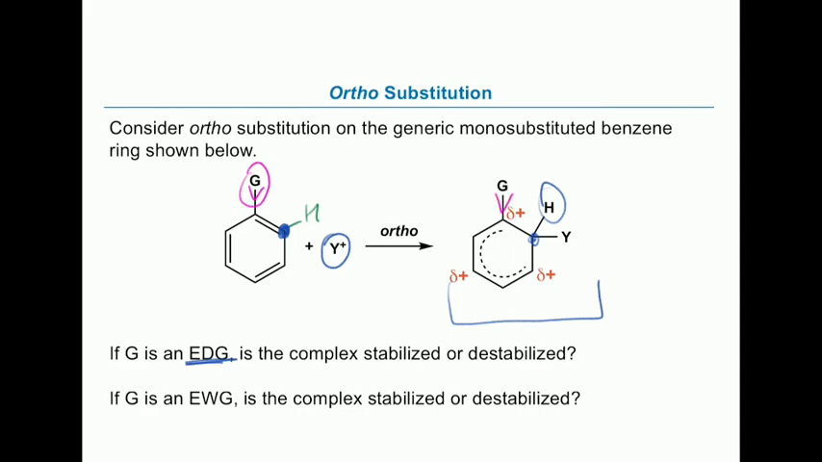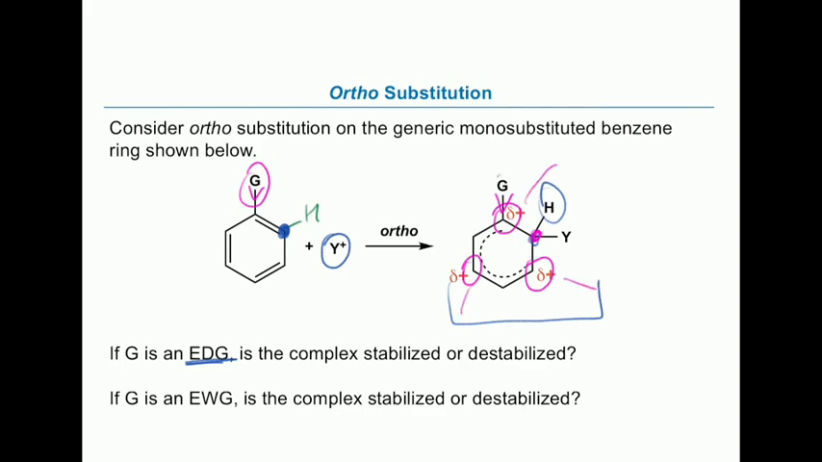If G is a donating group, notice what happens when I make this substitution. Substituting here creates positive charge at these three positions. Remember, this is a delocalized carbocation. Wherever we add that sp3 center, the 1, 6, and 4 positions on other sides of that new sp3 center will have a partial positive charge.